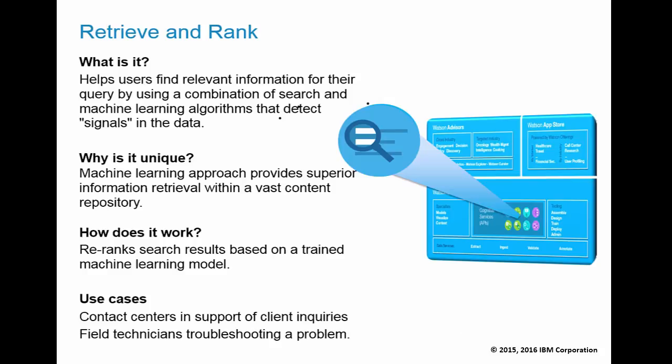Retrieve and Rank service helps users find the most relevant information for their query by using a combination of search and machine learning algorithms to detect signals in the data. This is built on top of Apache Solr. Developers load their data into Retrieve and Rank service, train a machine learning model based on known relevant results, and then leverage this model to provide improved results to their end users based on their question or query.